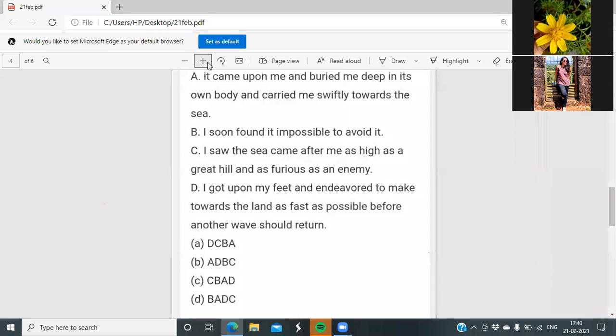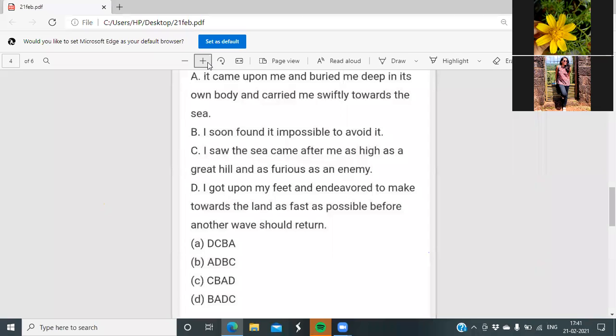Now, the author says he was already caught by one of the waves. Maybe he saved himself, and that's the reason he wanted to protect himself. So he said, I got upon my feet and endeavored to make towards the land as fast as possible before another wave should return. So now see, before another wave should return is your first hint. Then it will be, I saw the sea came after me as high as a great hill and as furious as an enemy.